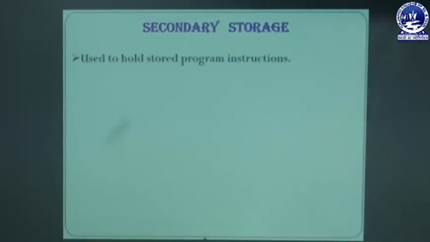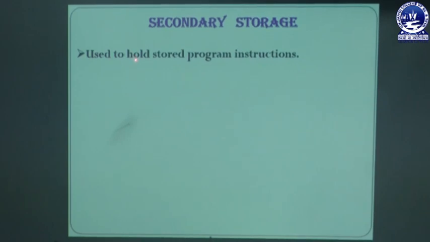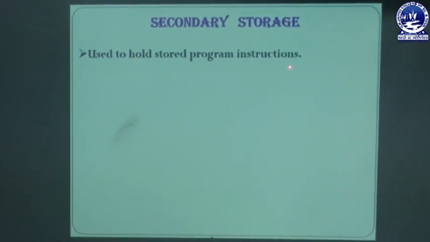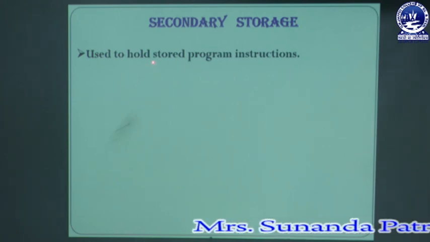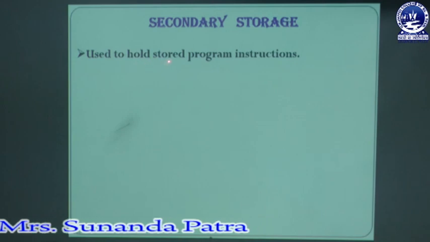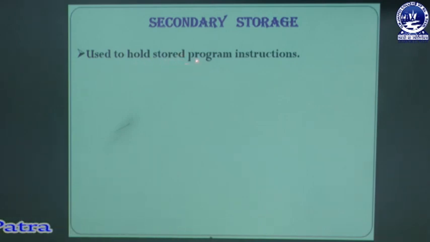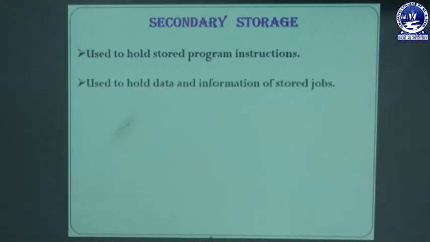Let's have a look at the secondary storage. We use the secondary storage to hold stored program instructions. By comparison, the primary storage is used to hold the running program instructions, but the secondary storage is used to hold the stored program instructions. Whatever program instructions we need to keep in our memory forever, we need to store in the secondary storage. And the second characteristic says it is used to hold data and information for stored jobs.